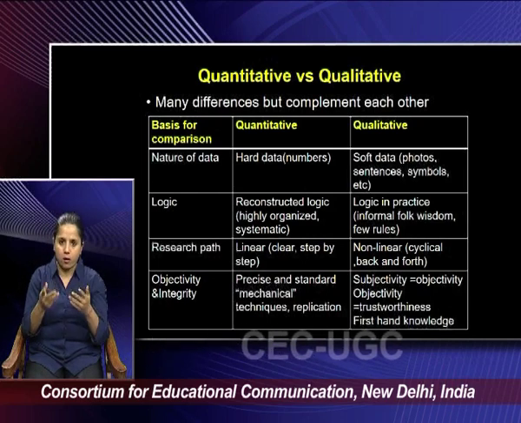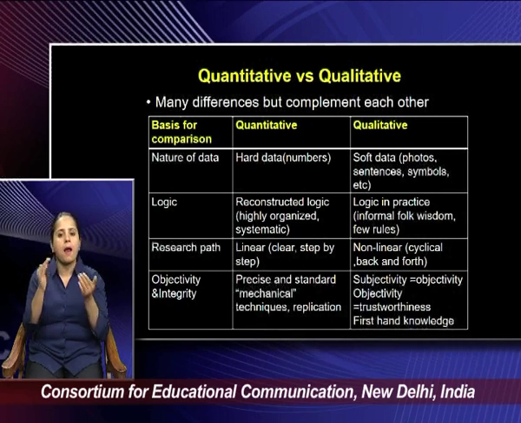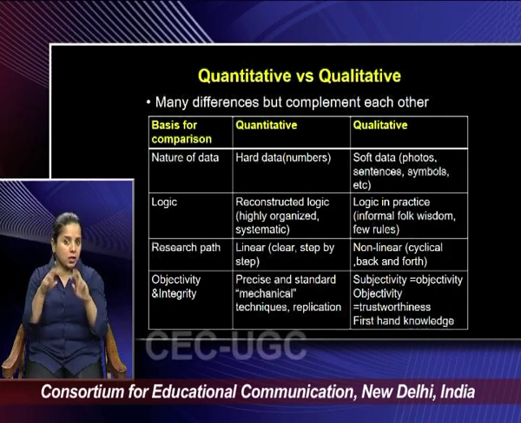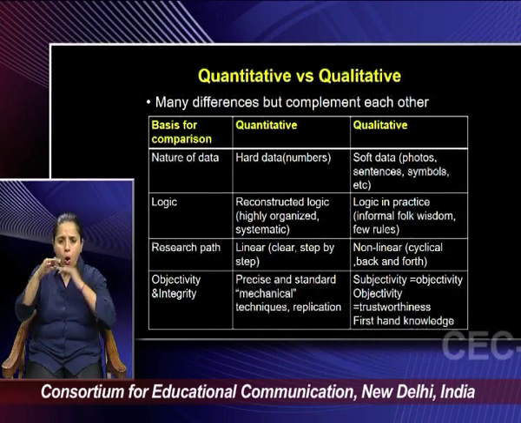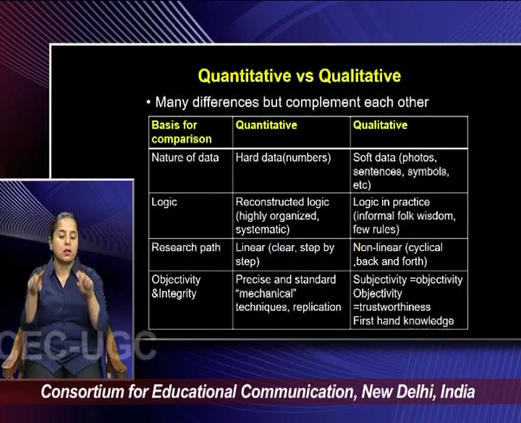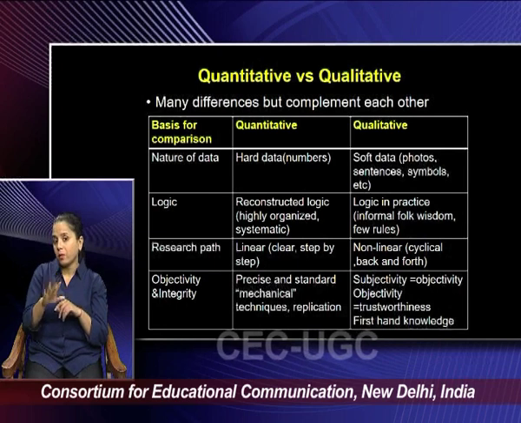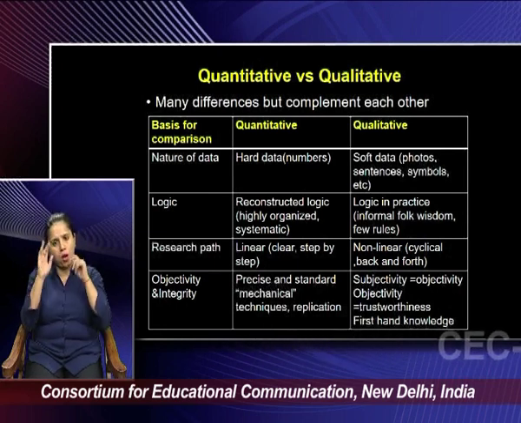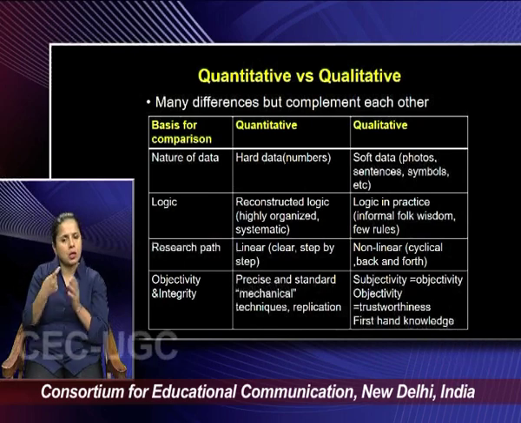If we look at the logic, the second basis of comparison, then we see that the quantitative researcher adopts reconstructed logic, which is highly organized and very systematic. But in qualitative research, we can say that logic is in practice, which is, we take into account the informal folk wisdom, and there are fewer rules in qualitative research to follow. So, less rigidity and more flexibility.